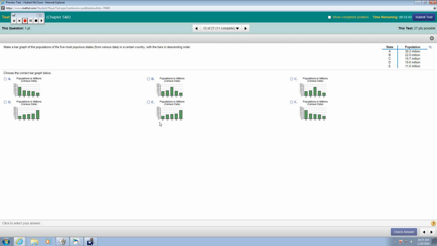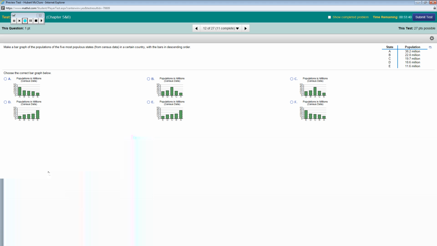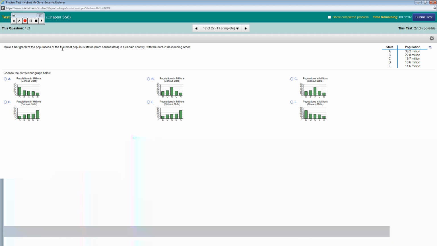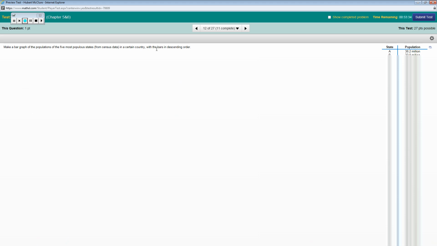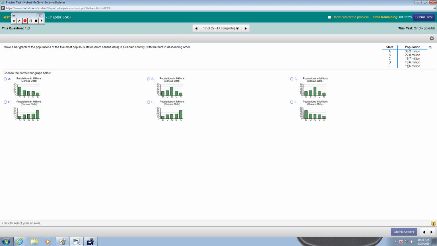Next problem. Make a bar graph for the populations of the various states. So we start off high and end what? Low. So let's mark off the ones it's not. Start off high and end low. Wow, we got it down to a 50-50 shot now. That's it. A little bit below 40, a little bit below 40.